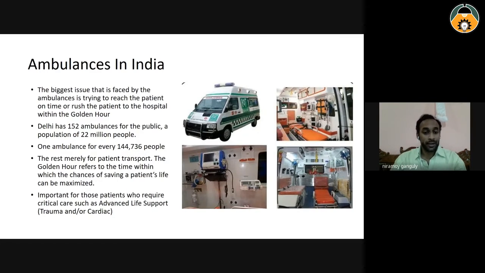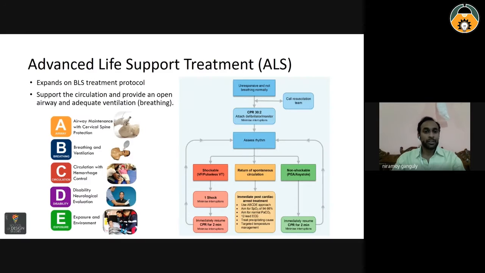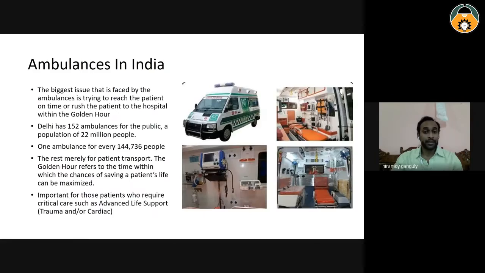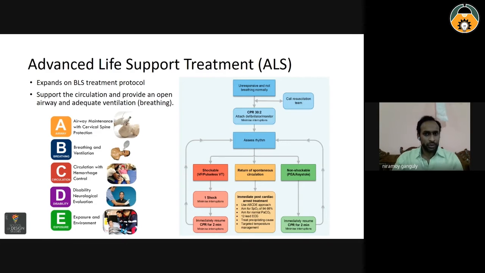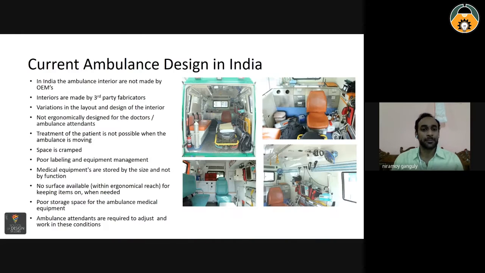It was a real shock to see how the so-called advanced life support ambulances in some of the big hospitals have been so shabbily done that I could not believe that these ambulances were actually plying in the market. So in doing so, I also had to train with medical experts in advanced life support treatments, understanding how it goes. So putting myself in the shoes of the actual people who are working in the ambulance, how they're going to be operating within that tiny space, understanding the treatment protocols of advanced life support, and trying to understand all the different equipment they're going to need and how to operate it in that particular space.